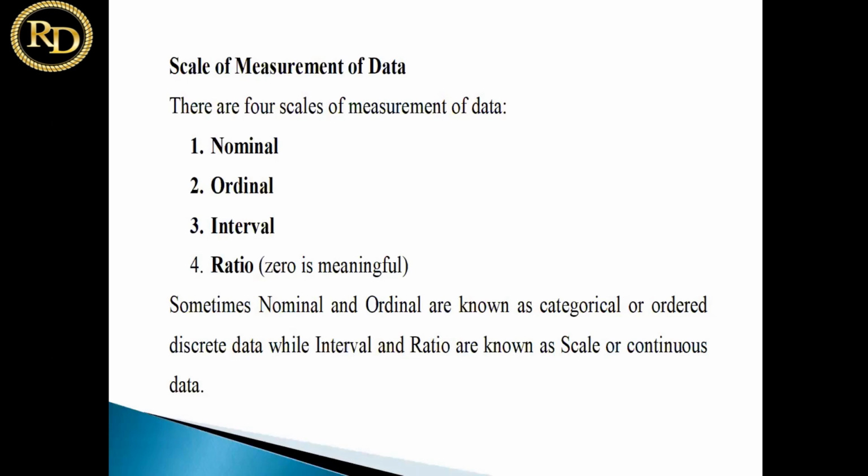But if 0 does not have its absolute meaning, then we measure the quantitative data on interval scale. For example, the temperature. 0 temperature doesn't mean there is no temperature. Another example may be IQ. If IQ is 0, it does not mean the person does not have a brain. Maybe he or she has not answered the questions, but the person has a brain. So where 0 does not have its absolute meaning, we apply the interval scale, otherwise we apply ratio scale for measuring the quantitative data.